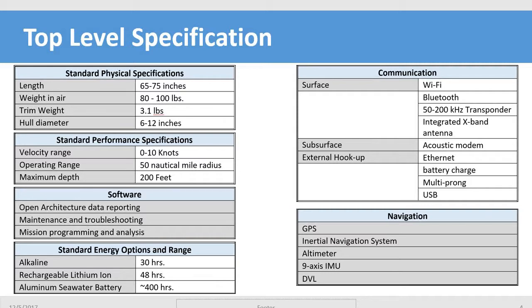The standard performance specifications are as follows. The velocity range is 0 to 10 knots. Its operating range is a 50 nautical mile radius from the launch boat, and its maximum depth is 200 feet. The software will require open architecture data reporting, maintenance and troubleshooting, and mission programming and analysis.